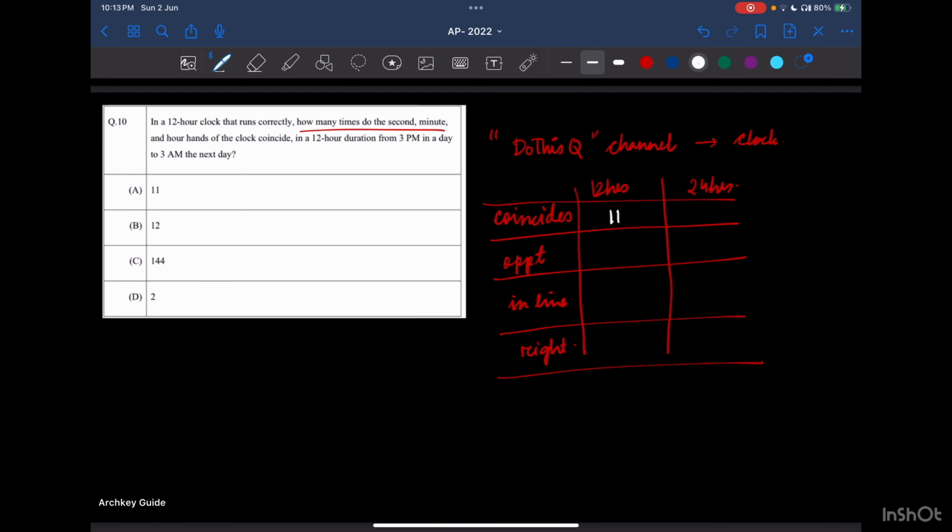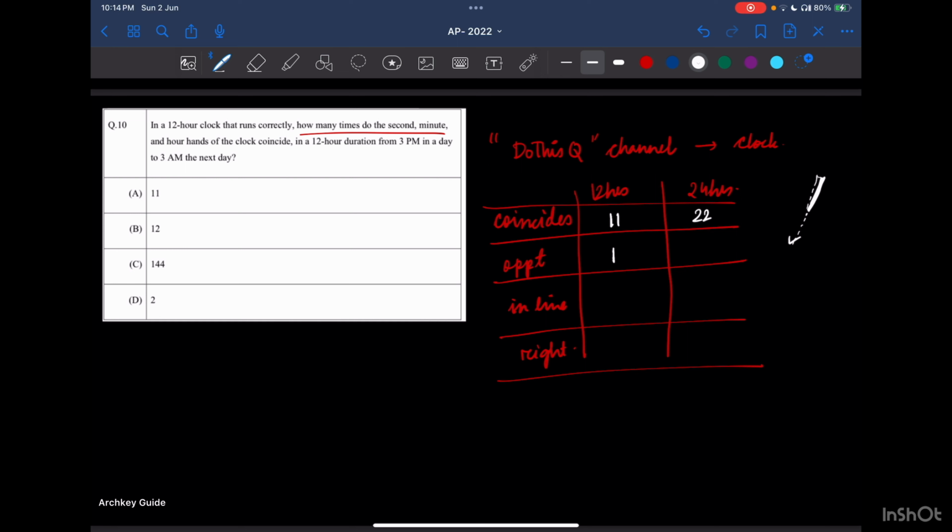11 times they coincide. Okay, in 12 hours and in 24 hours that will become 22. Similarly, when I say coincide, as in if this is my second hand and the minute hand is ticking and it has come into the same line, it means coincide. Opposite means opposite mein hai. It's again same. In line is nothing but the summation of both. 22 this will become what 4. Right angles, we know it.